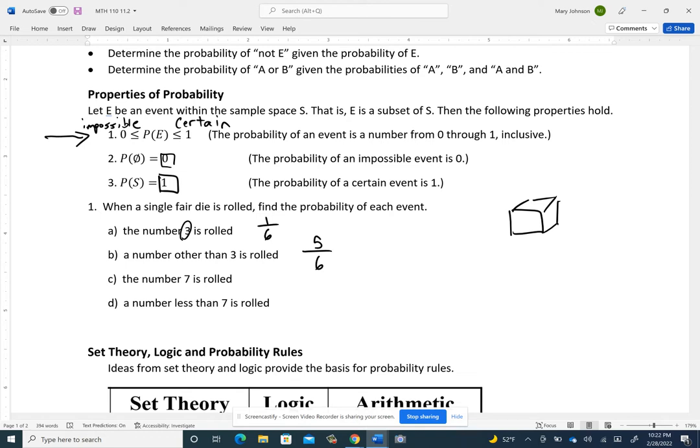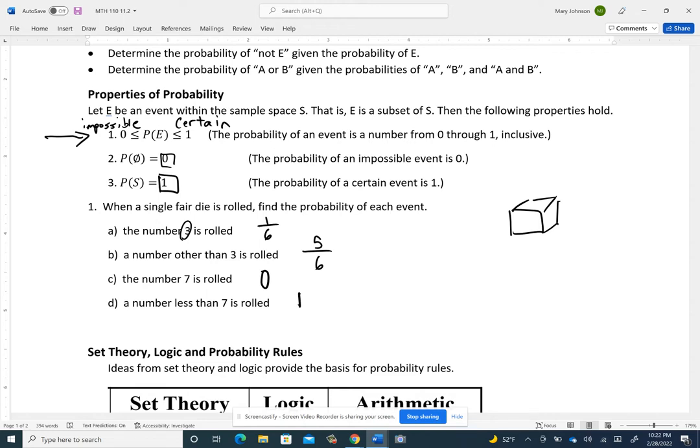What's the probability that the number 7 is going to be rolled? The probability of that happening would be 0 because there are no 7s on the die. And then the probability that you get a number less than 7 would be certain. So that would have a probability of 1.